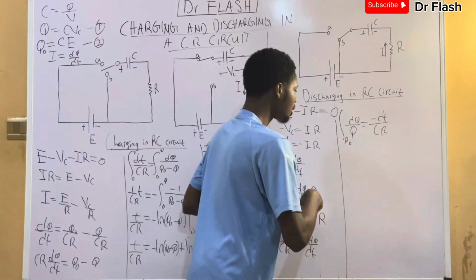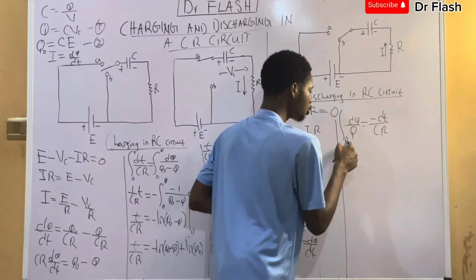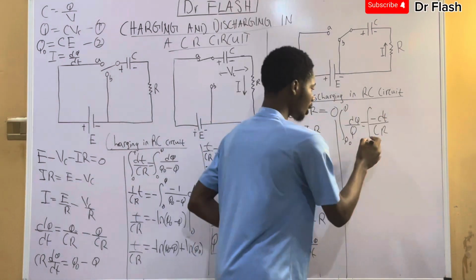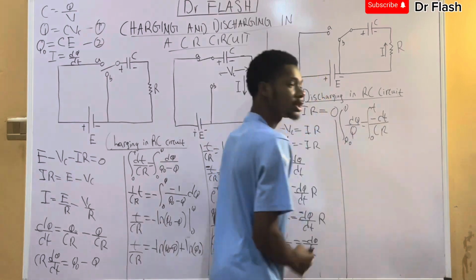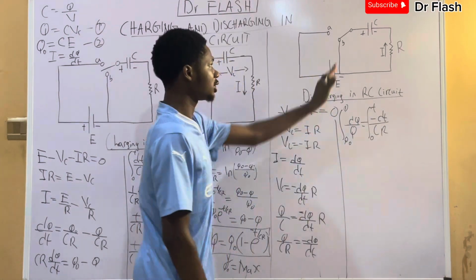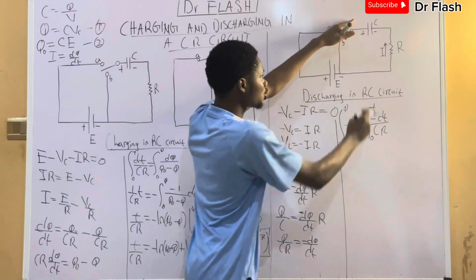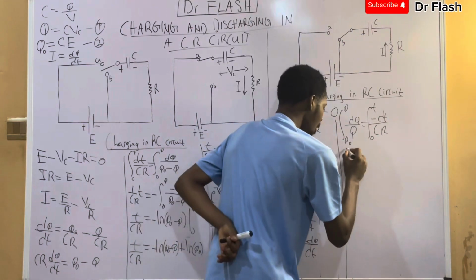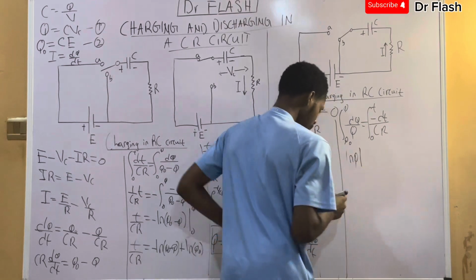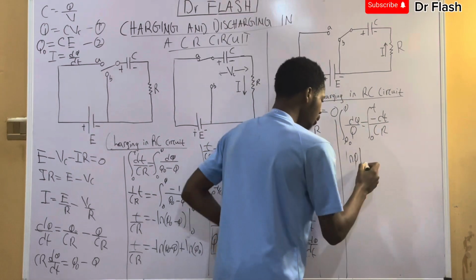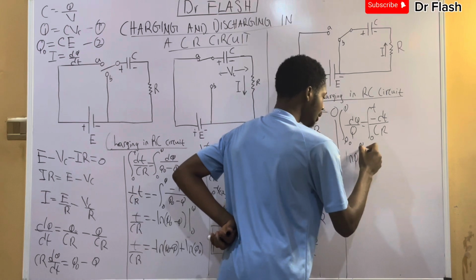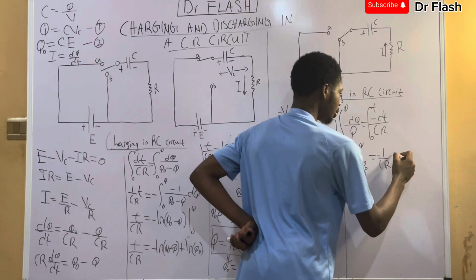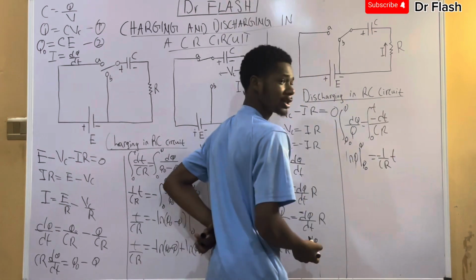So if I choose to integrate here, I'm going to have Q naught down to Q, and for time, from time 0 down to T, because initially I'm not starting the time again. So from time 0 I start counting, then start discharging down to T. If I integrate this, I'll have ln Q, upper and lower limits Q naught and Q, and this is equal to minus 1 over CR. Integrate, you get t, substitute the limits, you get the same thing.